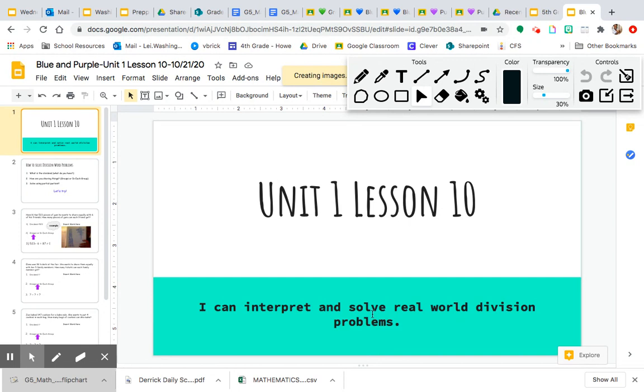We've been working super hard the past week or so to learn how to use partial quotient to solve our division problems. Now what we're going to do is put that to use. When we have a word problem, how do we pull our division problems out of that word problem? And then we're going to use our partial quotient to help us solve it.